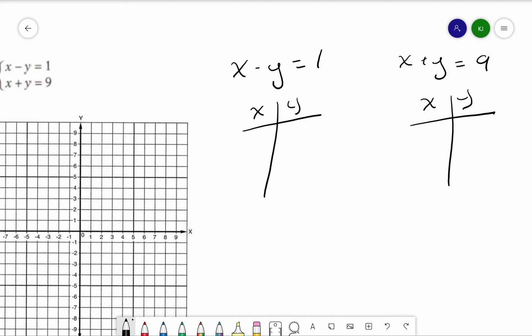And then we want to start with a low number to get us over here on the graph, and then do a higher number in order to push us over here on the graph to try to get them to intersect somewhere. So let's start off really low ball. Let's say x is 1. Well, for x minus y equals 1, 1 minus 0 would get us 1. And over here, x plus y equals 9, so 1 plus 8 is going to equal 9.